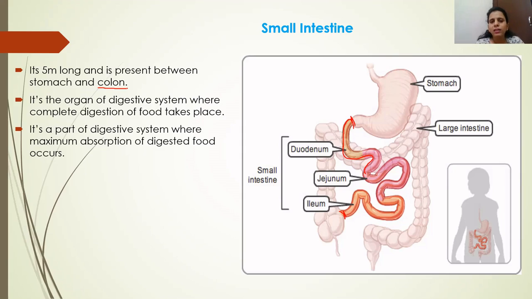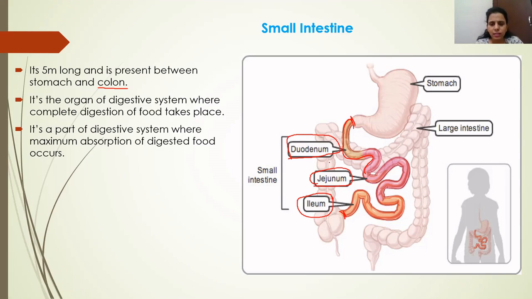Now there are mainly 3 parts of the small intestine. The first part is known as the duodenum, which you can see here in the picture. The second part is known as the jejunum, and this is actually the longest part, the middle part. And the third part is known as the ileum. So duodenum, jejunum and ileum are the 3 parts of the small intestine.